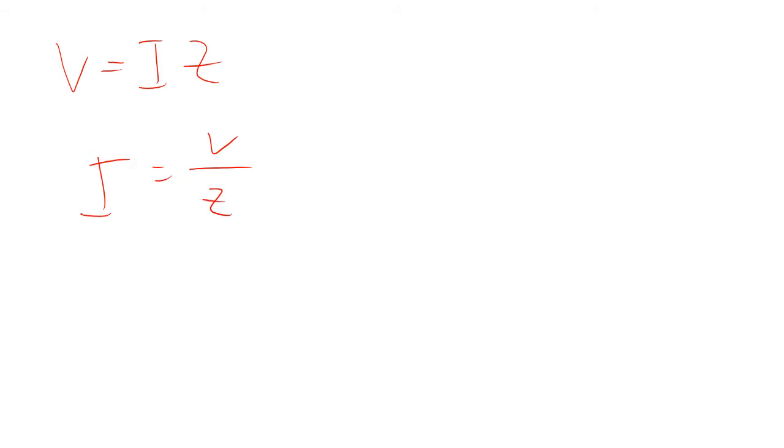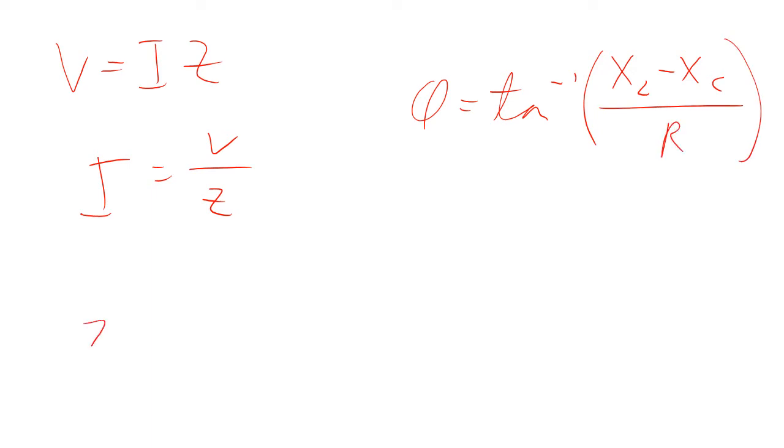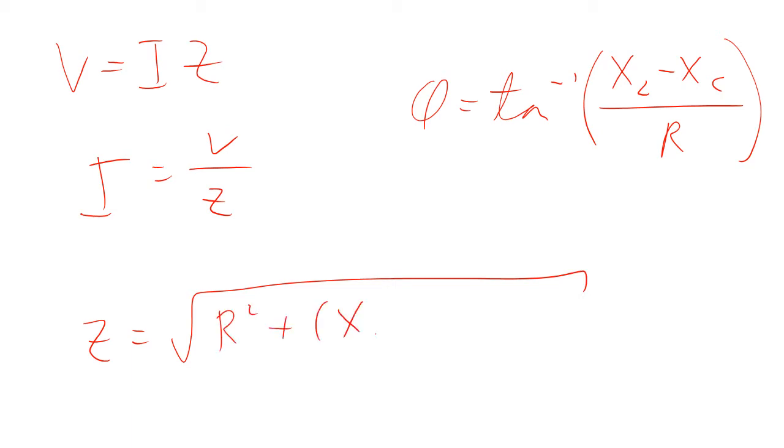We also know that the phase angle is the inverse tangent of XL minus XC over R. Well, in fact, Z is the square root, the impedance is the square root of R squared plus XL minus XC squared. So we need to find the reactances.